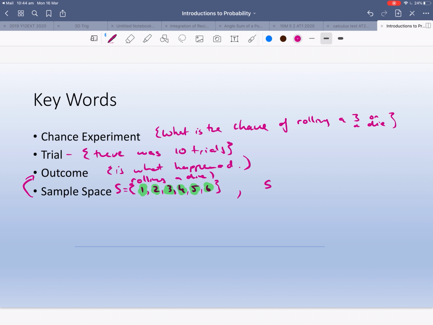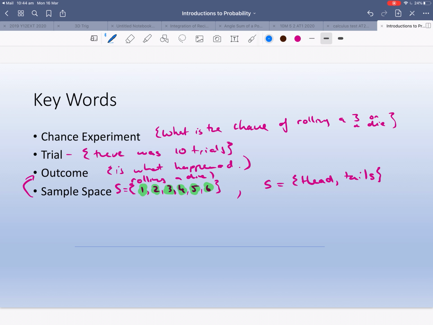The sample space of a coin is heads, tails. If I was running a raffle in the class, the sample space would be everybody's name, because that is who could be the outcome from the raffle. So just be aware of that. Outcome is what happened, sample space is every possible outcome.